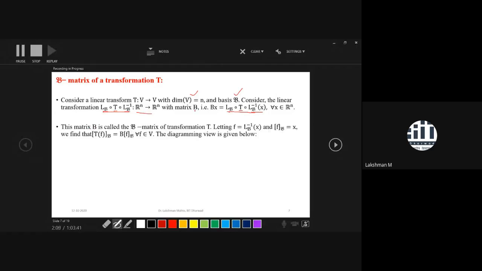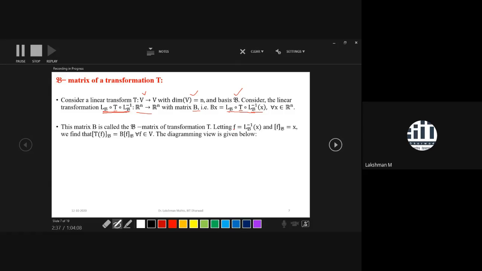And this beta matrix is a mapping from Rn to Rn. In Rn, we had already seen that every linear transformation is associated with some matrix. So definitely, with respect to this linear transformation, we can always find a matrix B, and this matrix B we call the beta matrix of the transformation. And how can we get it? Let us take any general element from the vector space V.